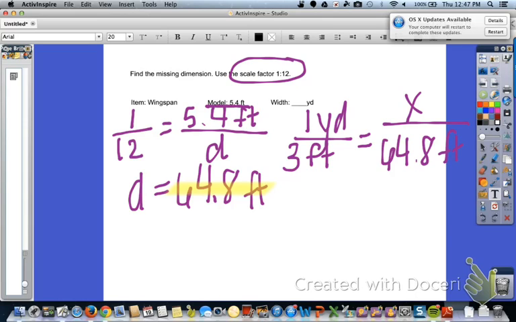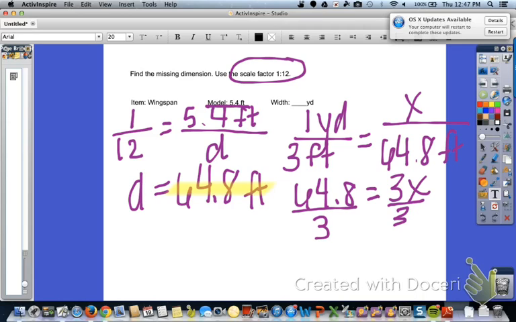Now we will cross multiply. 64.8 times 1 will be 64.8, and 3 times x will be 3x. Now we need to get the x by itself. And the 3 is multiplying the x, so the inverse operation is division. So we will divide by 3 on both sides. And 64.8 divided by 3 is 21.6.